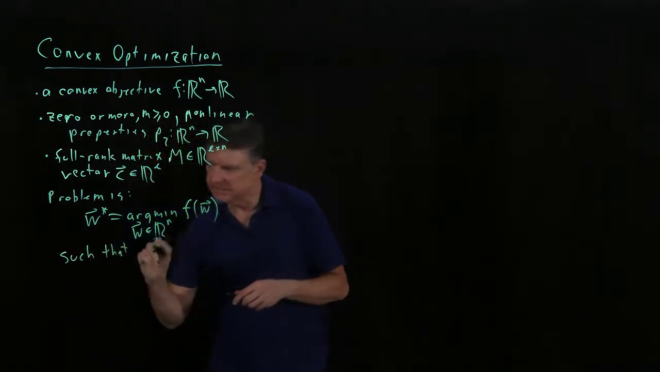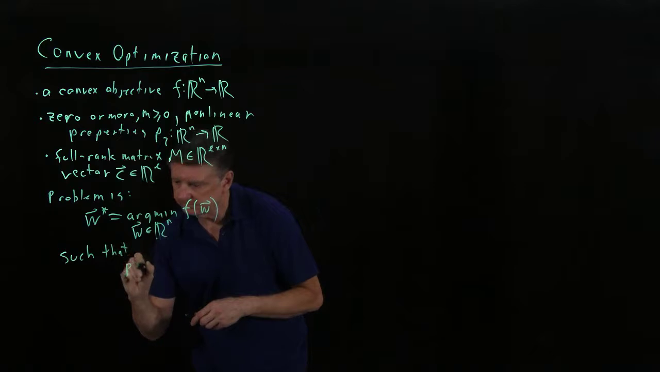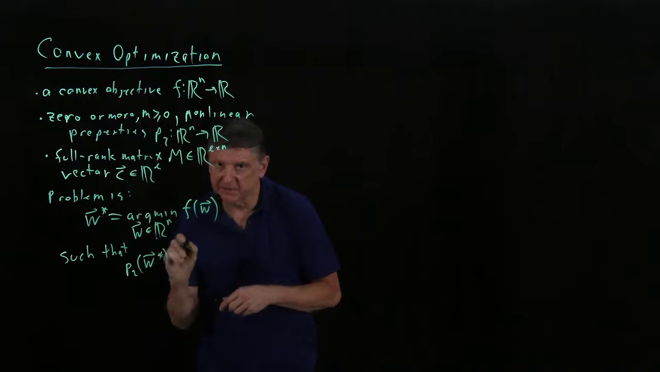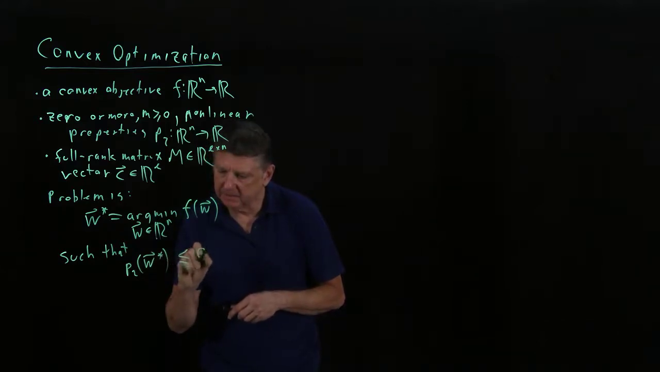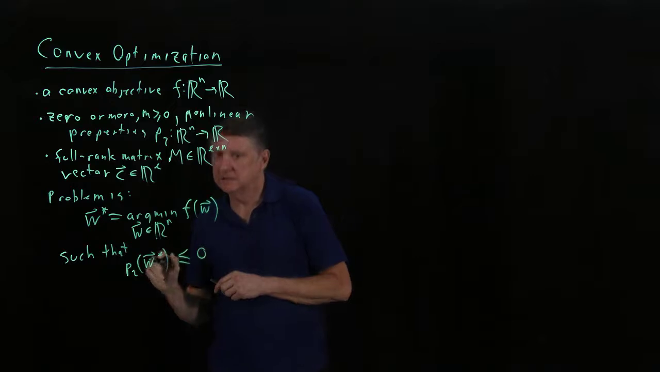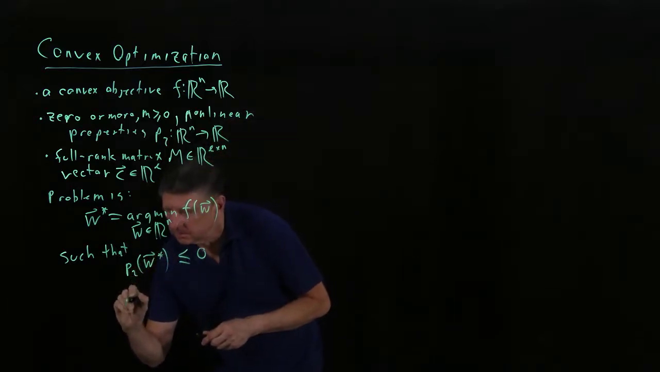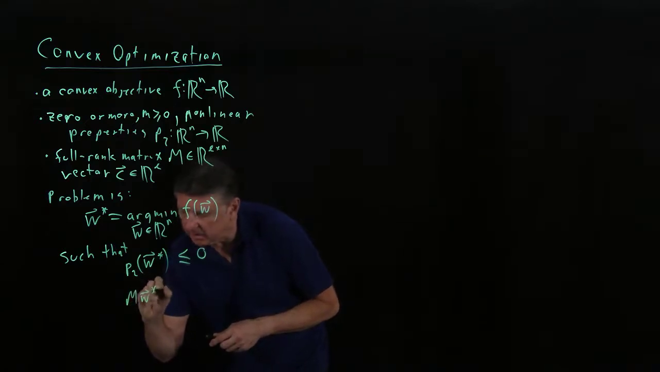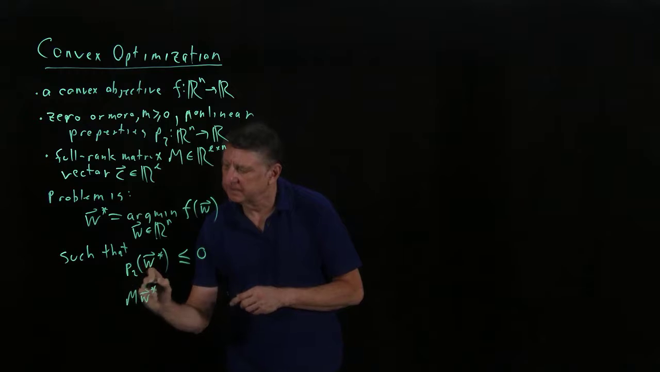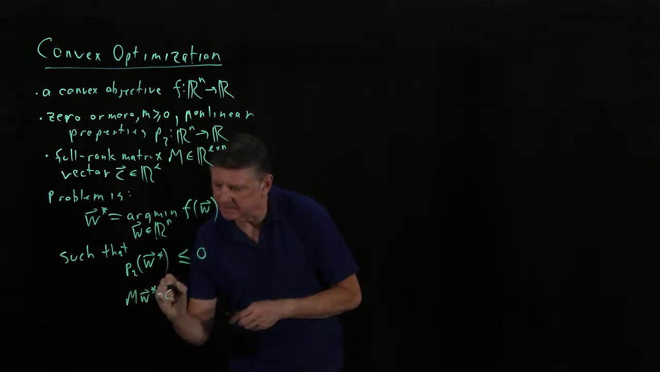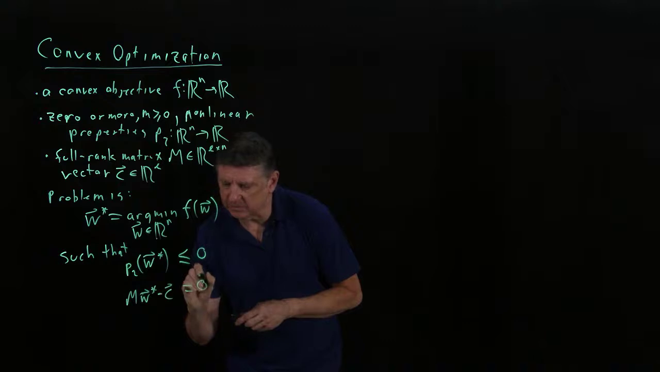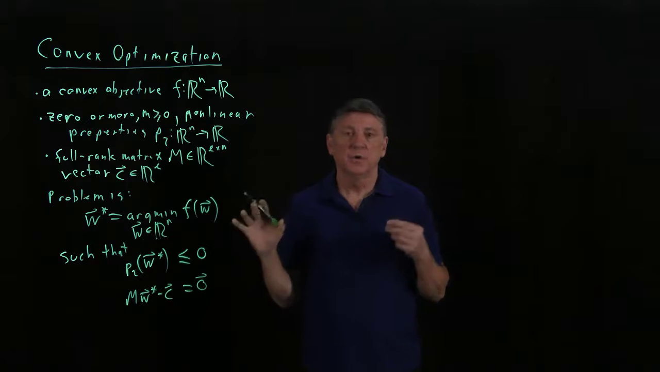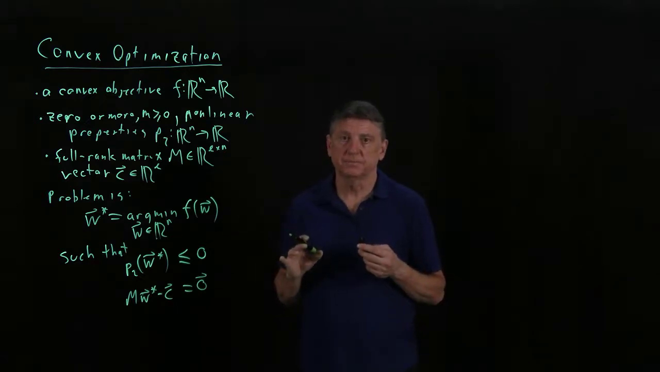What we have is that the property functions of that minimizer have to be less than or equal to 0, and we have the constraint that if we multiply the optimal vector by the matrix and subtract the constraint vector, that exactly equals the zero vector. So that briefly is what we mean by convex optimization. We go through it in much more detail in the notes.